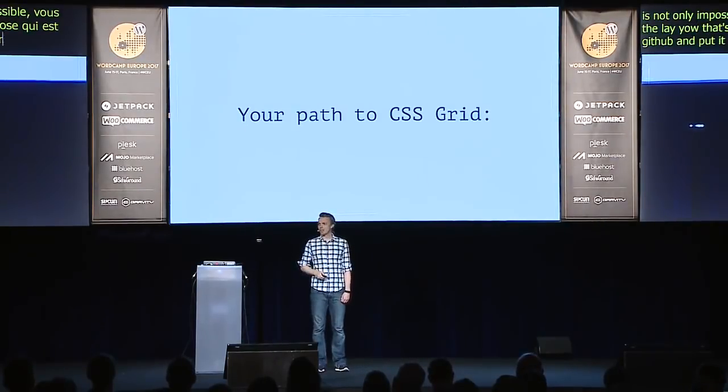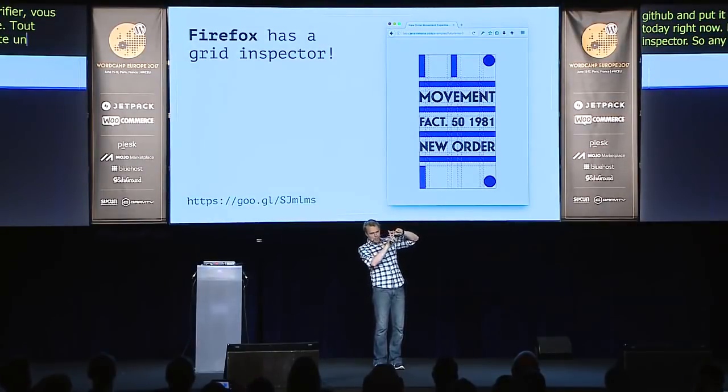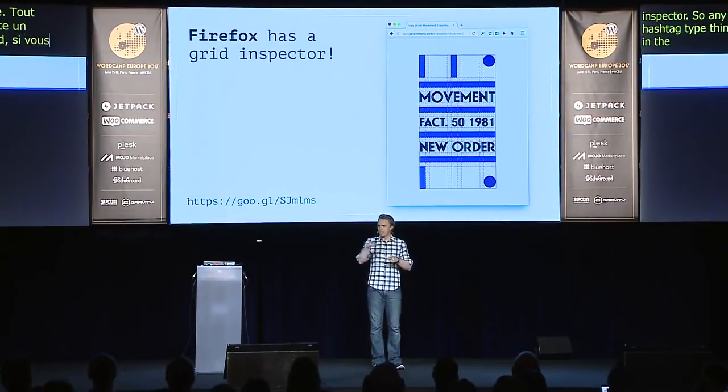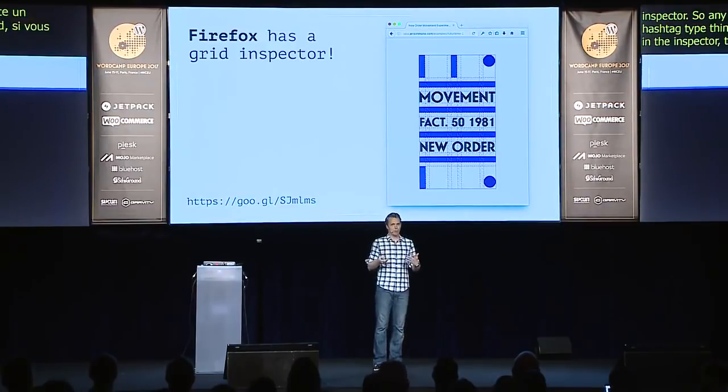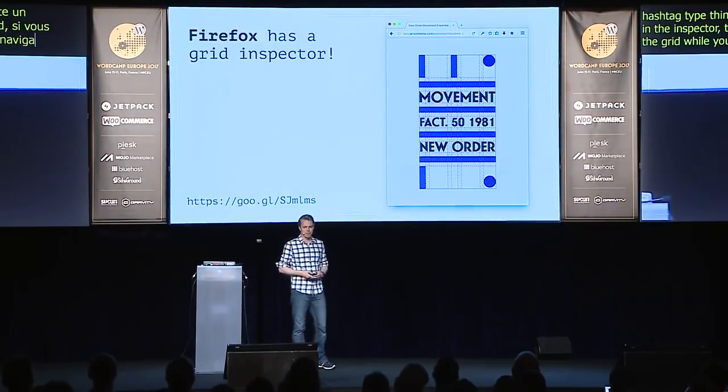Your path to CSS Grid starts here, today, right now. Number one, use Firefox when you develop, because Firefox has a grid inspector. So anytime you find an element that has grid on it, there's a little hashtag type thing that's supposed to look like a grid. And if you click on that in the inspector, the grid lines appear in your browser, and you can actually see the grid while you're working with it. I'm sure the other browsers will catch up, but right now, Firefox has it.